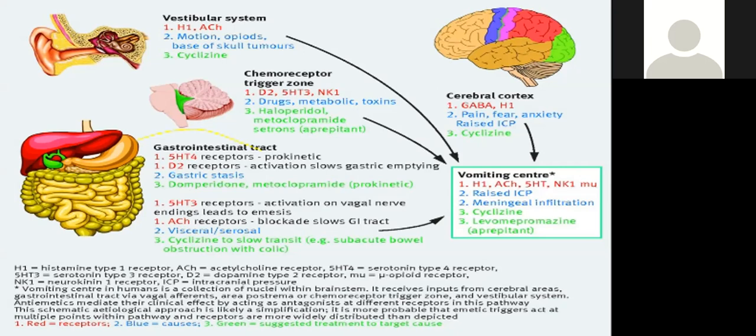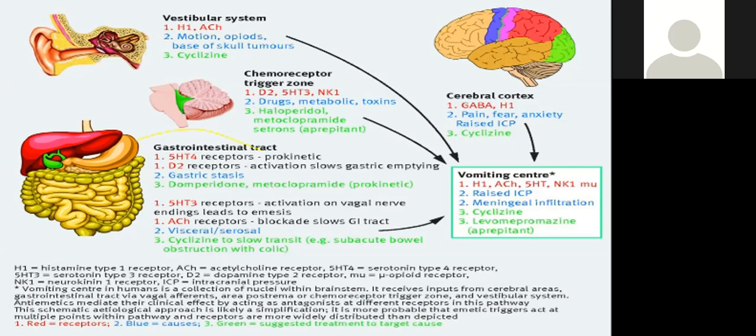The number two, written in blue, are the causes, acting on different areas and on the various receptors. And the ones in green are the medications. If you start from the vestibular system at the top, you've got the red ones, the receptors I mentioned before, the histamine and acetylcholine receptors. What are the causes of nausea and vomiting which act on the vestibular system? You've got motion sickness, and opioids sometimes act on those acetylcholine receptors. Basal skull tumors can also cause vomiting through the vestibular system. The vestibular system also connects to the vomiting center, and then it causes the vomiting.